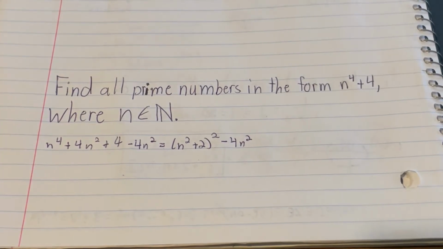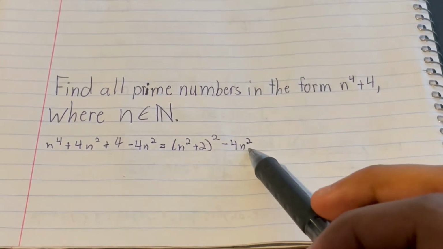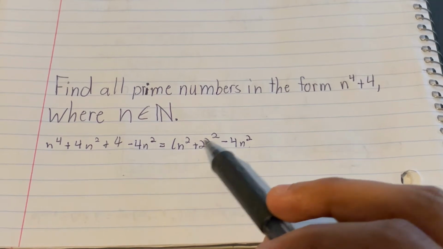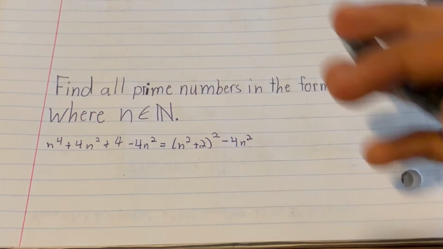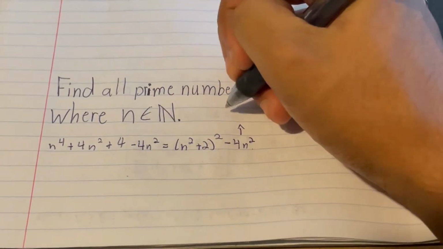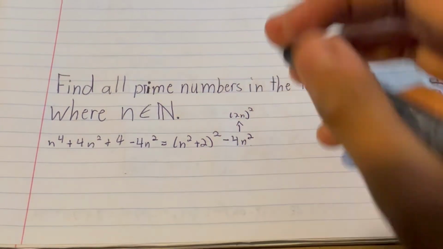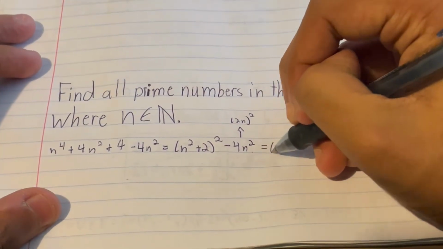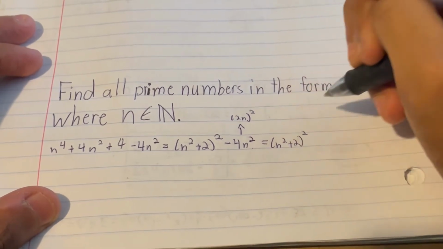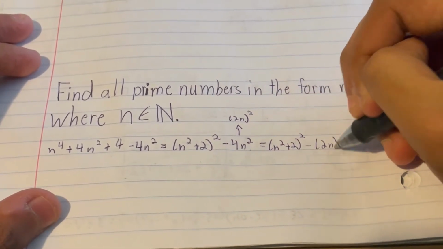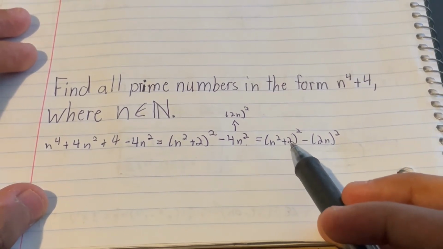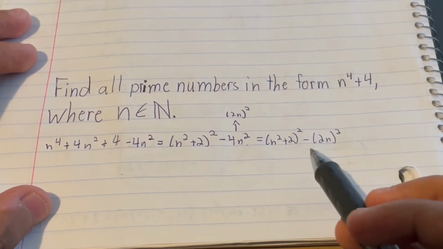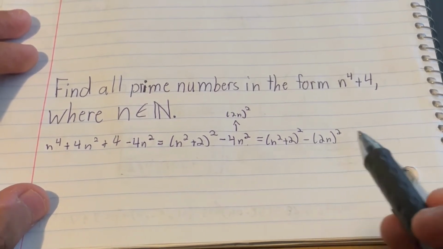So now what? Did that do anything helpful in this scenario? Yes. Now we have a difference of two squares, as you can see over here. This n squared plus 2 is getting squared, and this 4n squared can also be written as 2n whole squared. So again, you have n squared plus 2 whole squared minus 2n whole squared. So now that we have this difference of squares, we can use the identity that a squared minus b squared equals a plus b times a minus b.